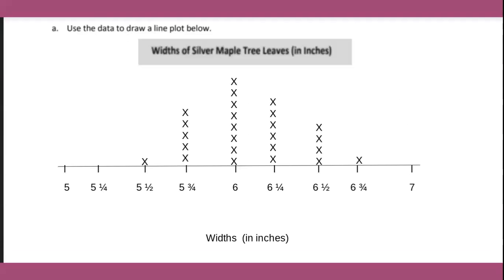Okay, width in inches, you would start with 5 and measure by 1/4s: 5, 5 1/4, 5 1/2. You could have probably started at 5 1/2 or 5 1/4 and gone to 6 3/4, because there were no 5s or 7s. Then the X's: there was 1 at 5 1/2, 5 at 5 3/4, 8 at 6 inches, 6 at 6 1/4, 4 at 6 1/2, and 1 at 6 3/4.